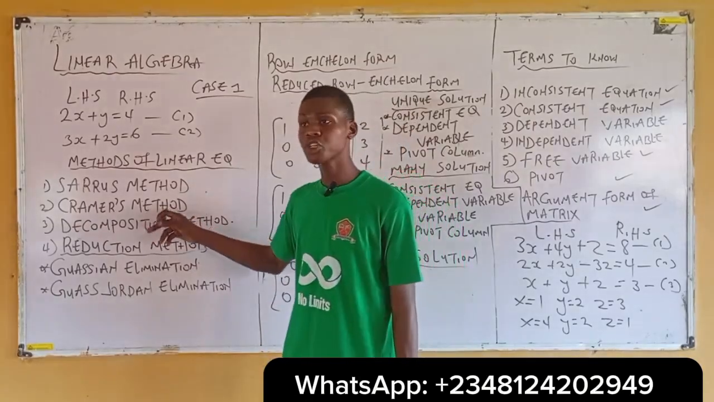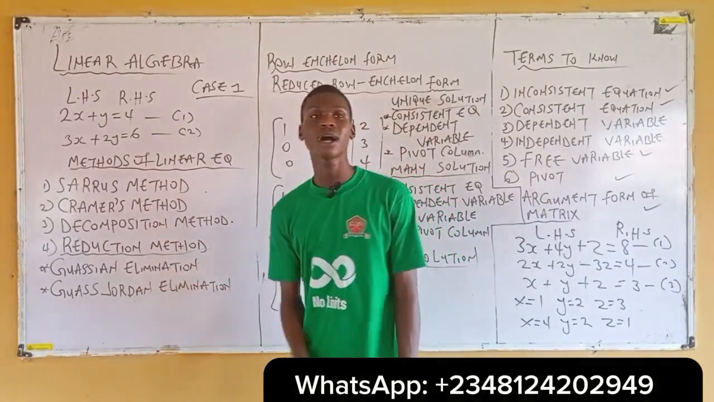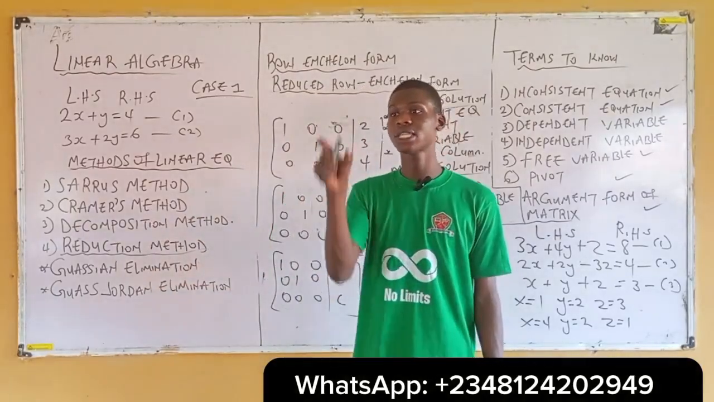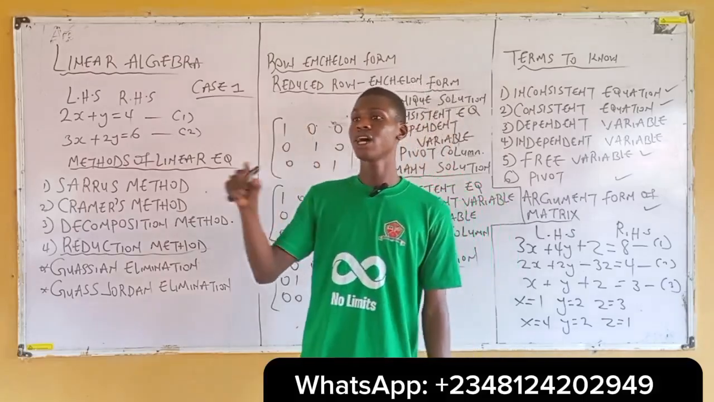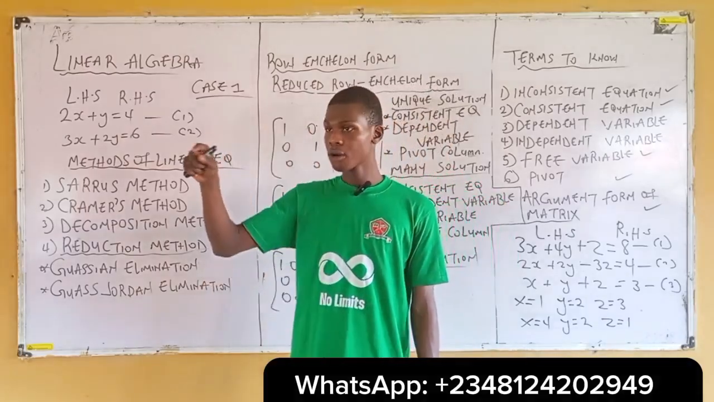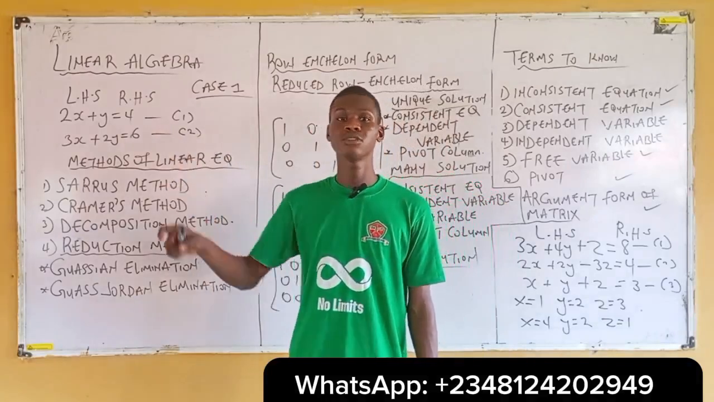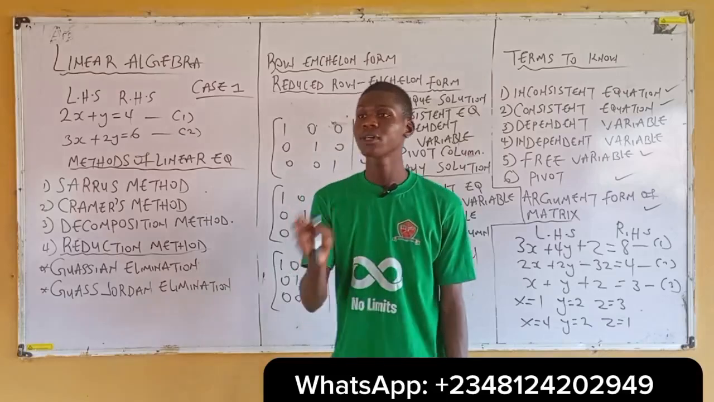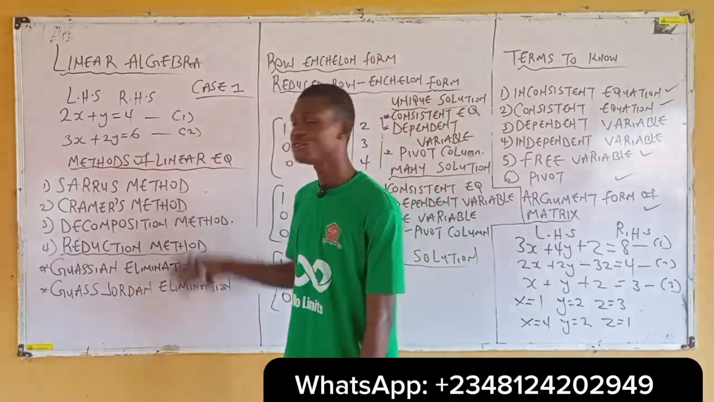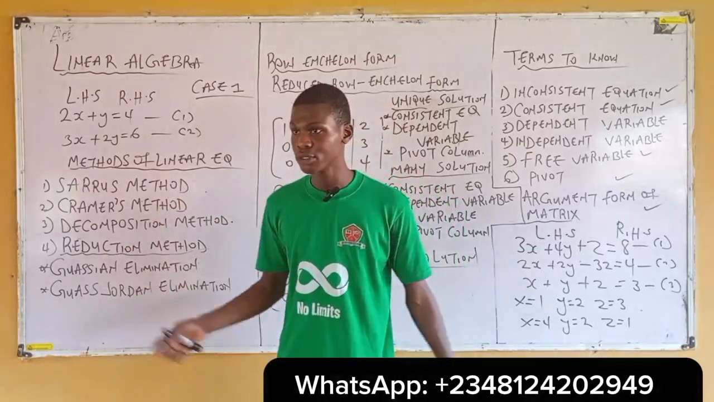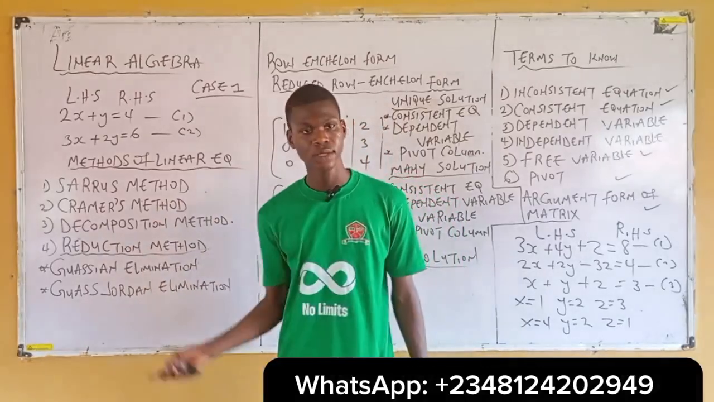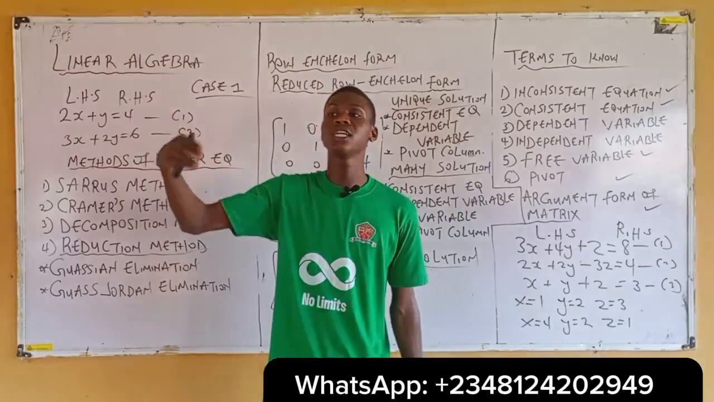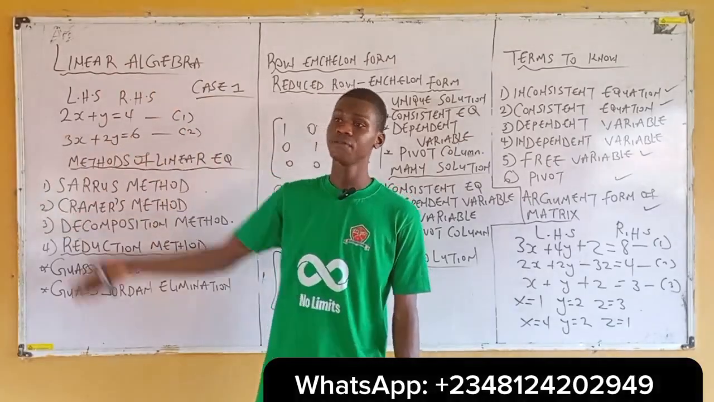You can also use Cramer's method, but with Cramer's, you have to know the determinant. X equals delta 1 over the overall determinant. Y equals delta 2 over the overall determinant. Z equals delta 3 over the overall determinant. But with the Gaussian elimination method, I must say you will not even like Cramer's method, or you will find it very easy to solve any question, and it prepares you ahead of the next topic, which is eigenvalue and eigenvector.